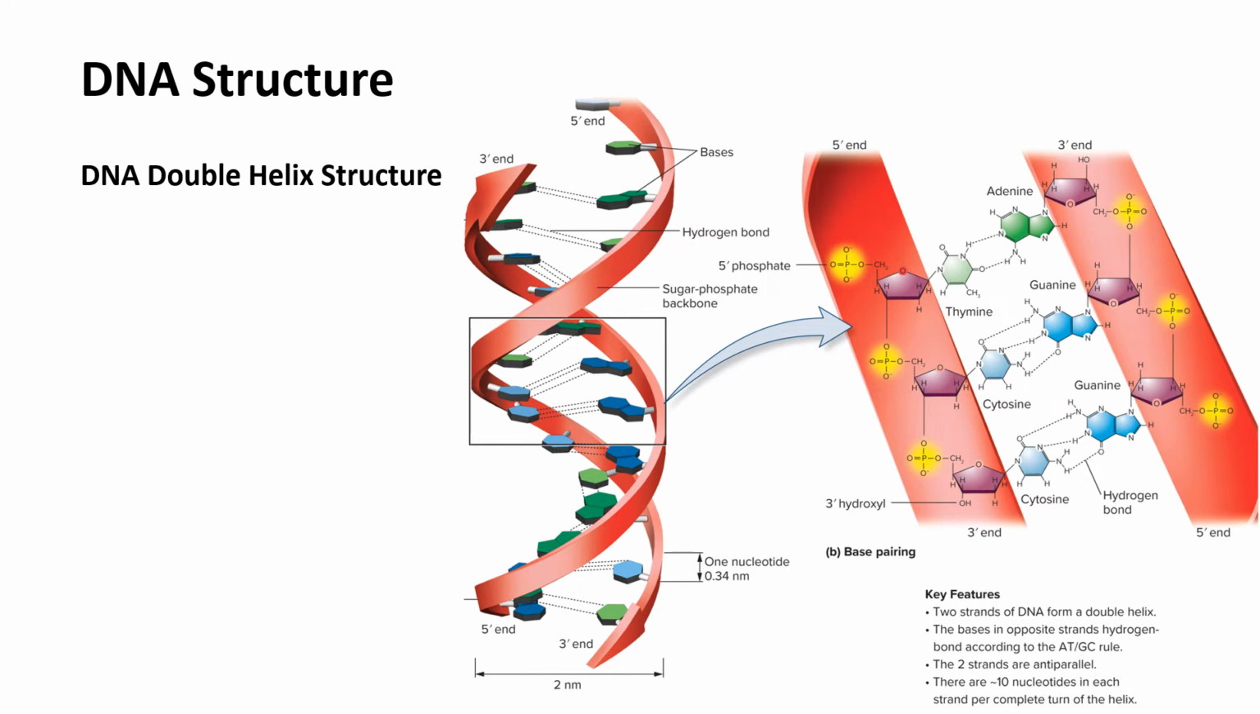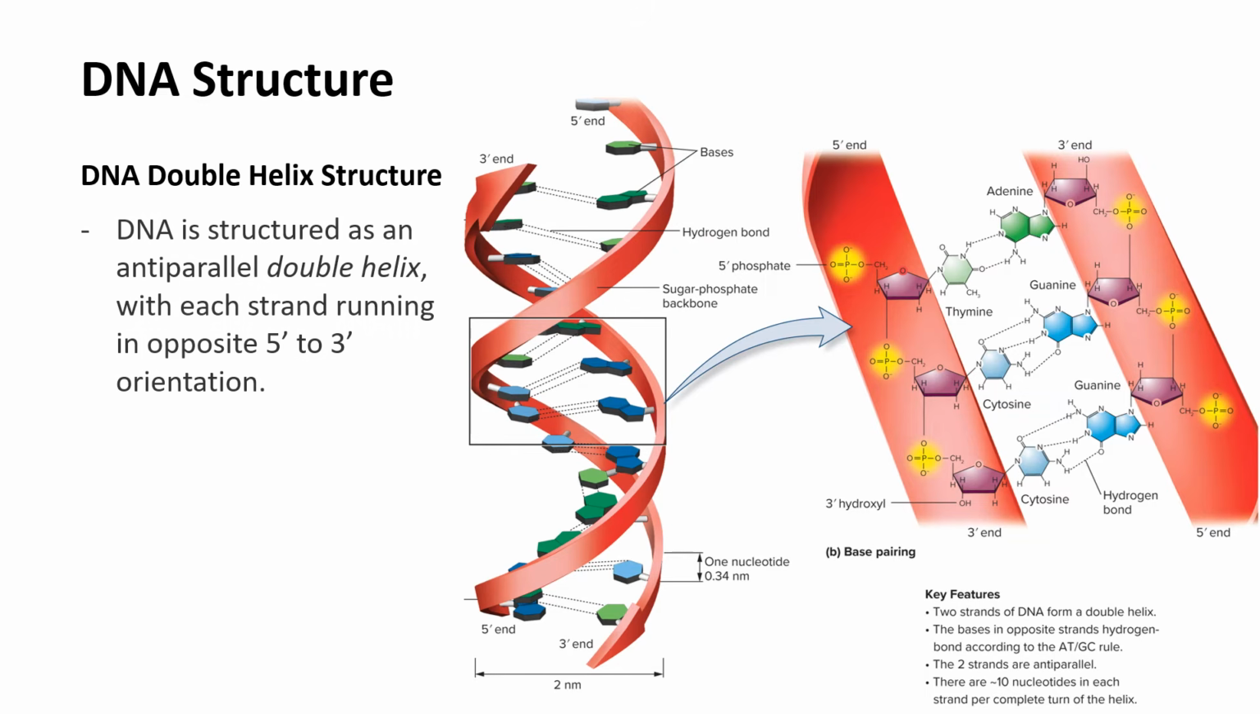So the discovery of the DNA double helix was very significant. Now let's take a closer look at some of the details of the double helix. So it is an anti-parallel double helix. So that means that both strands run in a 5' to 3' orientation, but in opposite directions. And so we can see that here.